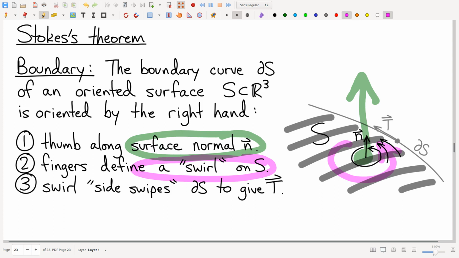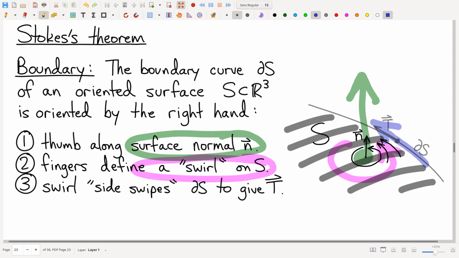That swirl, indicating a direction, you imagine like a rotating little hurricane on the surface here, right? That swirl, if you were to drag this whole picture close to the edge, where it starts to touch that boundary curve, it's going to do what I call side swiping the boundary curve. And in this case, notice that it side swipes that way.